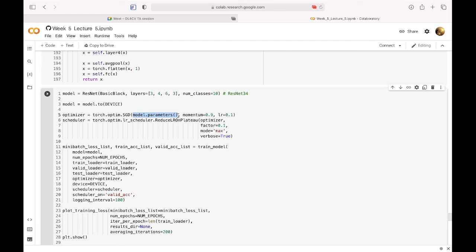Sometimes I may not want to learn the entire model's parameters, and I only want to learn just a few layers. In such cases, I can pass only those particular layers here. So when I call model.parameters, it gives me access to all the parameters in the ResNet model. But if I need to learn only the last two layers, then I can pass only the last two layers' parameters here. Then every time I call the optimizer, it will only update those two layers.